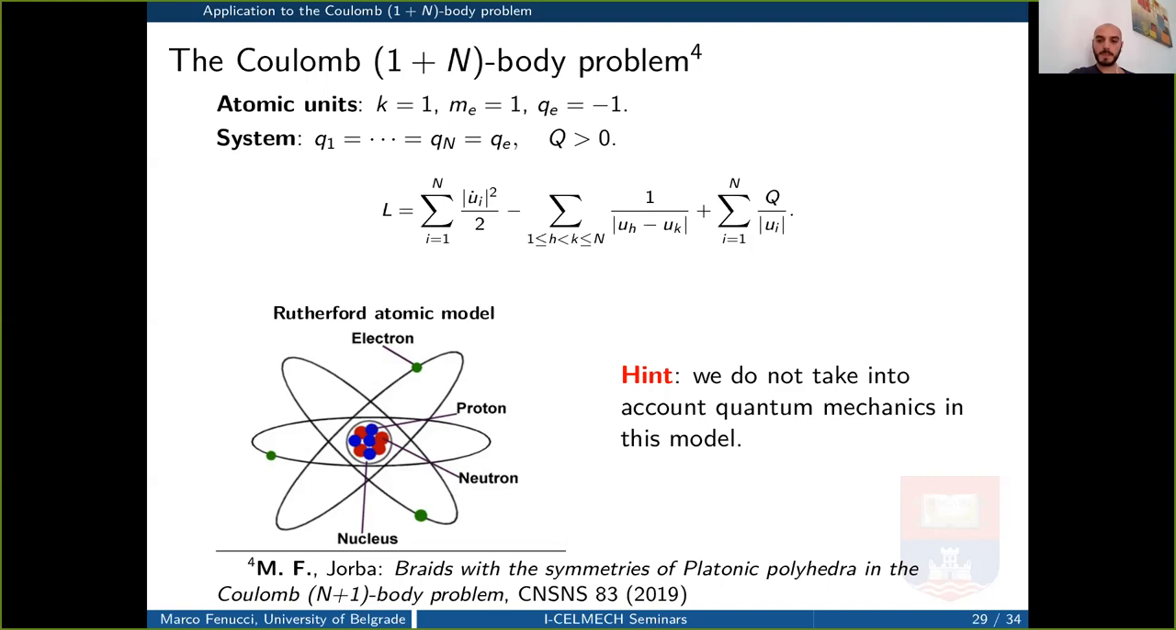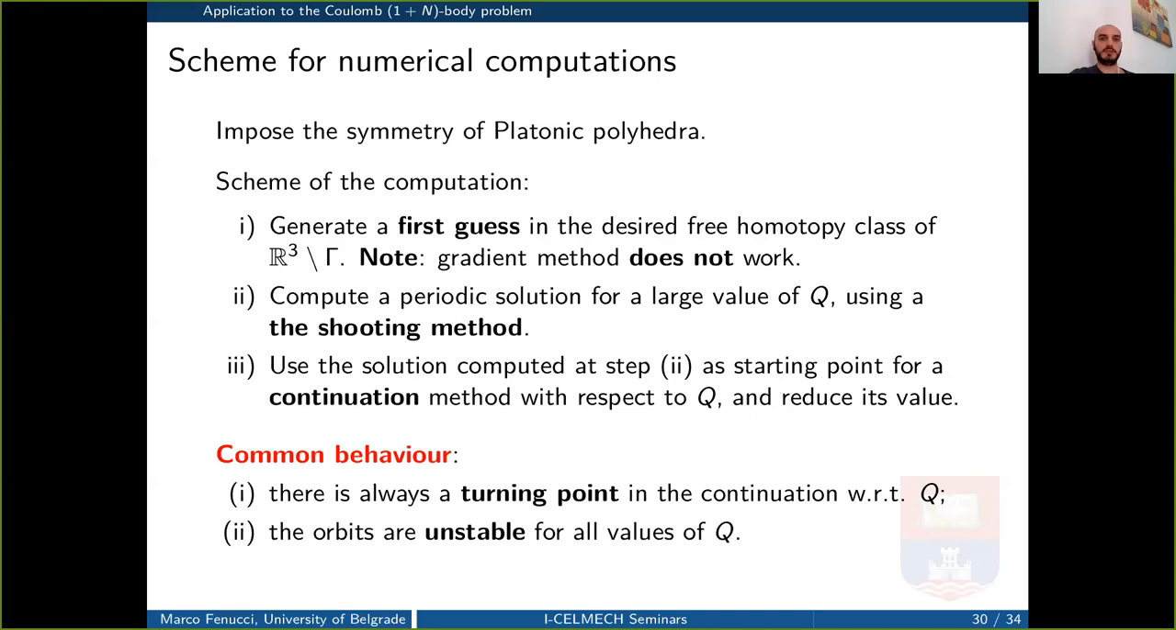So we apply the numerical methods. We still impose the symmetry of the Platonic polyhedra. And we modify a bit the scheme. Still we generate a first guess, but in our desired free homotopy class in the same way. But here the gradient method doesn't work in the sense that it didn't converge. So there's something strange going on. And we had to use another method to generate this first guess. Then as second step, we compute a periodic solution for a very large value of the central charge. And here we use the shooting method with the previous first guess that we generated.